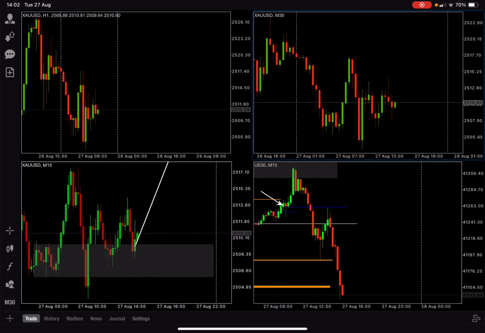So we're going to go over the gold chart and just explain exactly what's going on, what we're looking at. Currently Tuesday the 27th of August.